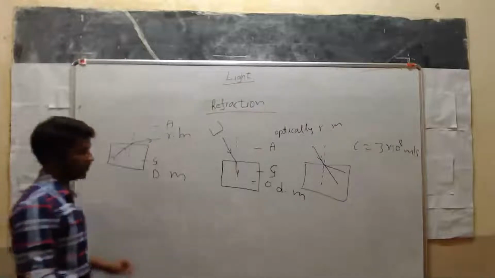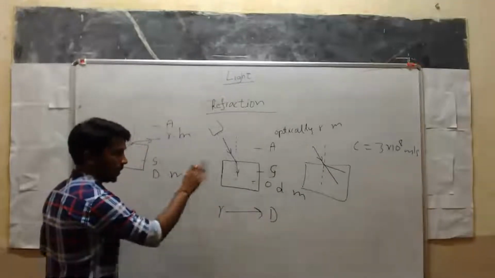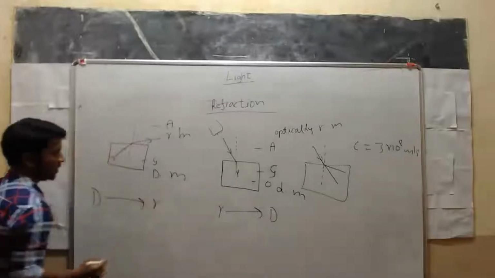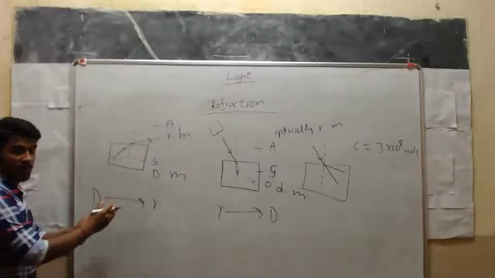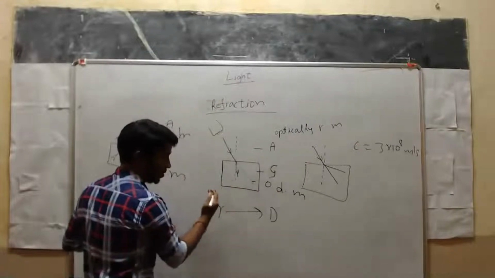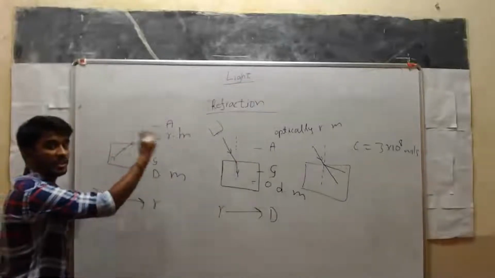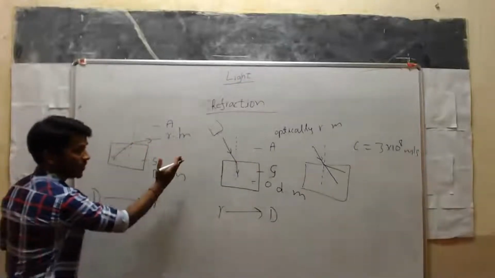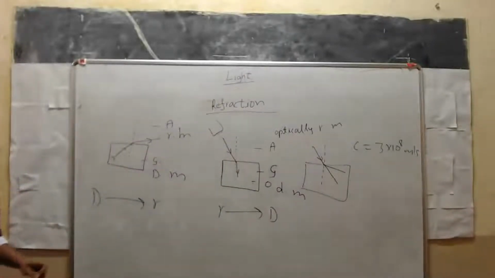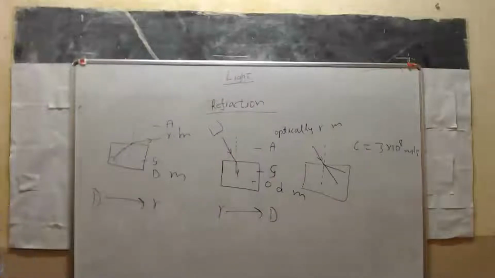Okay. So while traveling from rarer medium to denser medium, the ray of light bends towards the normal. But while traveling from denser medium to rarer medium, the ray of light bends away from the normal. Why does it bend towards the normal here? Because here the speed of light decreases, but in this case the speed of light increases. So that's why it bends away from the normal, and here it bends towards the normal. So, clearly got why it bends towards the normal and away from the normal? Okay. Yes.